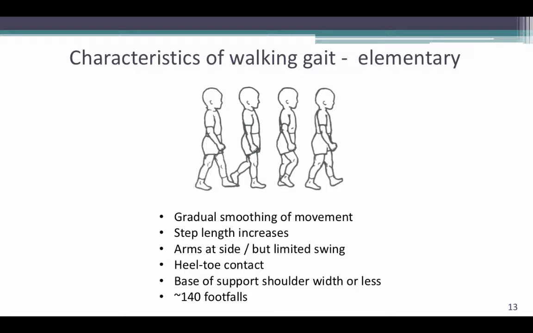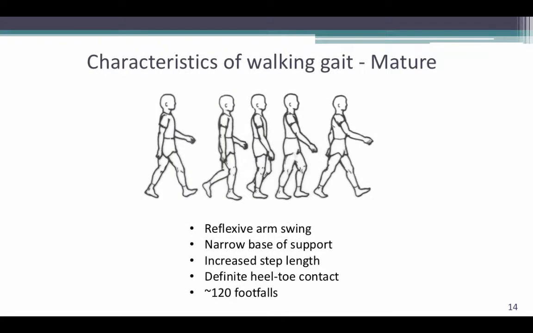In our video that we saw earlier in the last lecture, PD would be in elementary walking. The mature gait is characterized by a reflexive arm swing, a narrowed base of support, and an increased step length, a definite heel-to-toe contact, and 120 footfalls per minute.